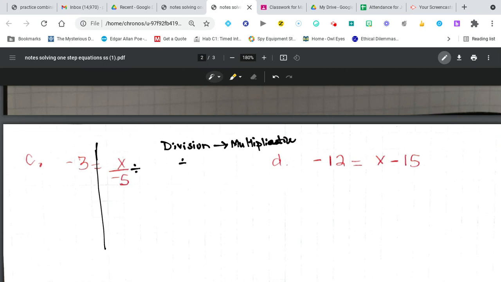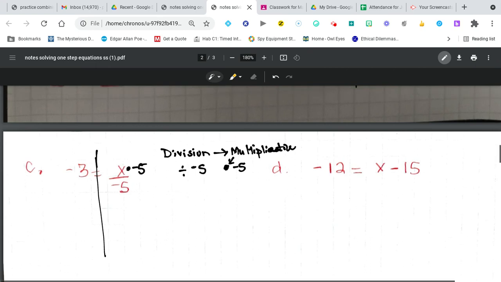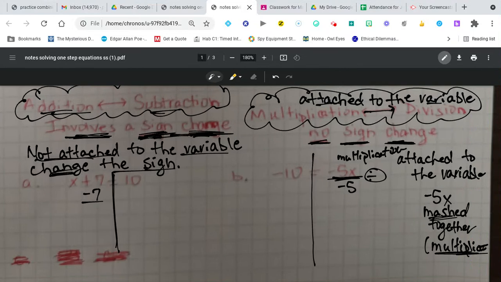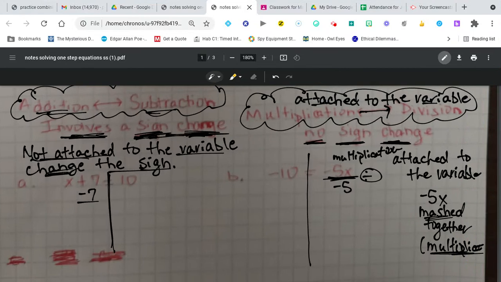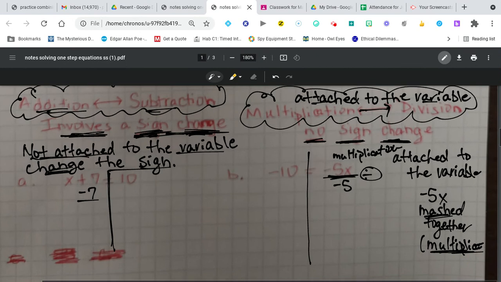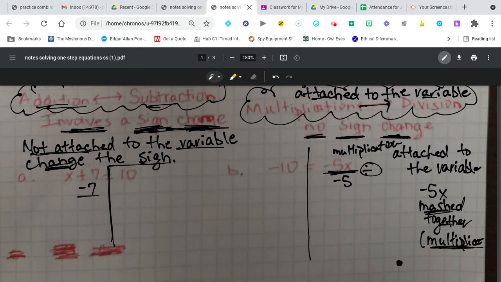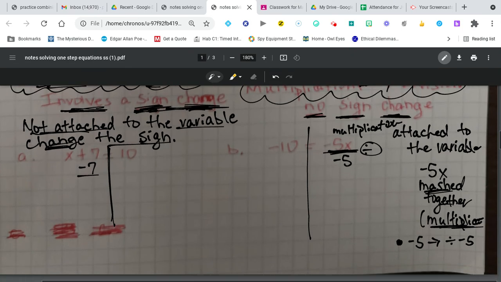So what I would do, instead of dividing by -5, I would simply multiply. I'm going to use a little dot to represent multiplication by -5, but do not change the sign. So instead of dividing X by -5, I would multiply X by -5. Again, I'm going to go back to B. It was mashed together, so it's multiplication. So here, instead of multiplying by -5, I chose to divide by -5. And to show division, we draw the bar underneath the term.